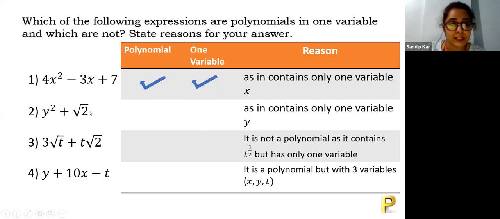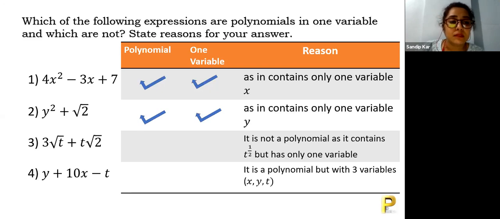Let's look at the next one. Is it a polynomial? Yes, it is a polynomial. Is it a polynomial in one variable? Yes, it is a polynomial in one variable. The reason is the power of the variable is a whole number, and we have only a single letter throughout the example.